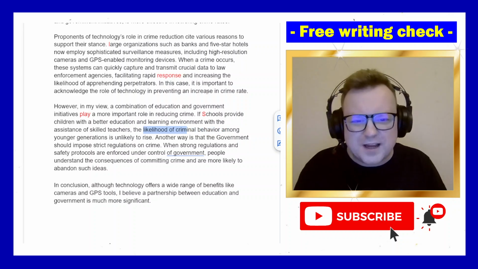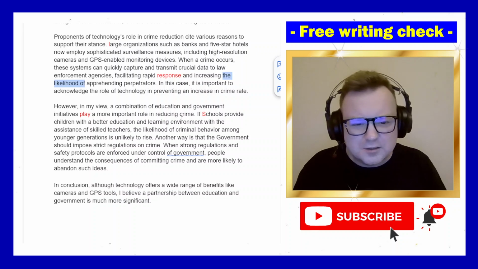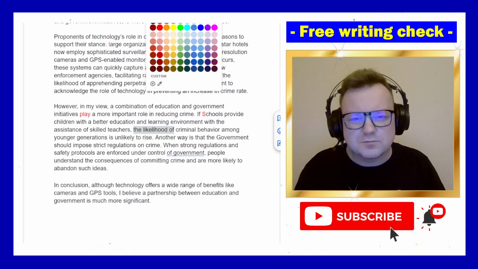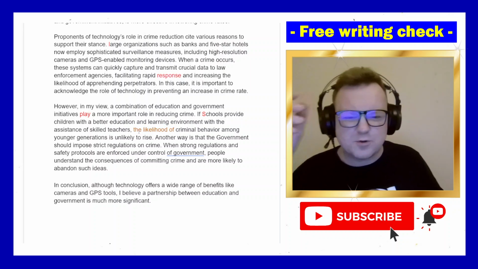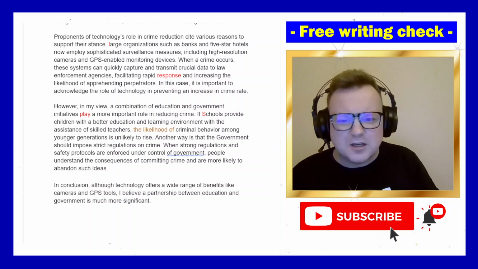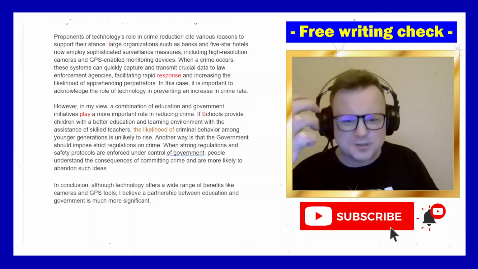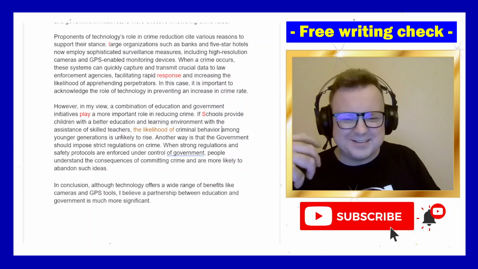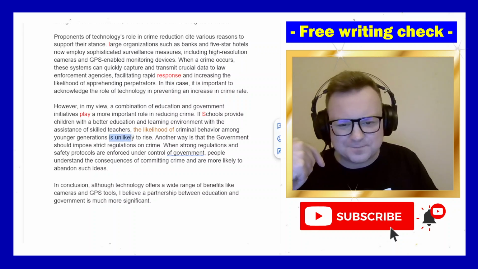Yeah, so we've had this, the likelihood of. I don't know why we're repeating it. Maybe just change it to the probability of. So the likelihood of, the likelihood of. I'm not sure that I like that repetition of construction. Shows a lack of flexibility. Just change it to the probability of. But also notice this, the likelihood of criminal behavior among younger generations is unlikely to rise. The likelihood is unlikely to rise. It just sounds strange.